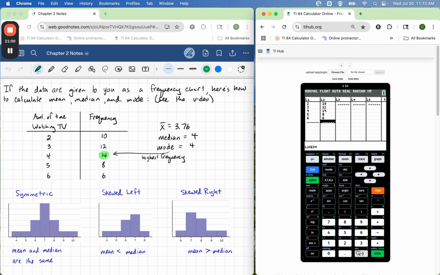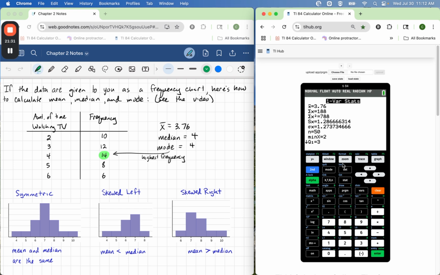And then, hopefully we did it right this time. We don't have to go back. I'm going to go to Stat, Calc, 1 Var Stats. This time, I'm going to go Freq List L2. Well, you'll see the numbers in blue down here. L2 is above 2. So I go second, 2. Now I have L2 in there. Then I can calculate. And lo and behold, there's my mean, 3.76.